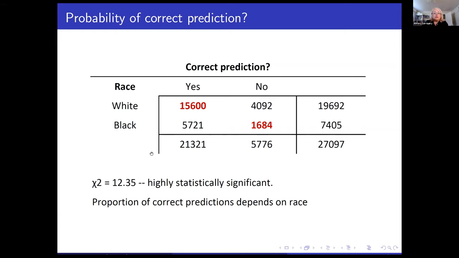And so if one computes the chi-square statistic to see whether the correctness of the prediction is independent of race, it turns out that the chi-square statistic comes up to be 12.35, and the p-value here is significant, is very, very tiny. And so the conclusion might be we need to look into this a little bit more, because it appears that the probability of correct predictions depends on race. So this is the last slide I have.